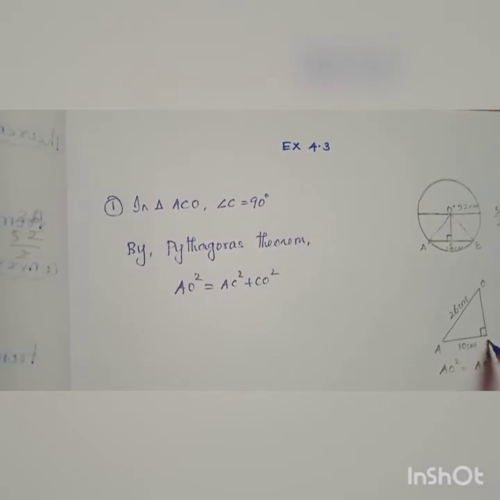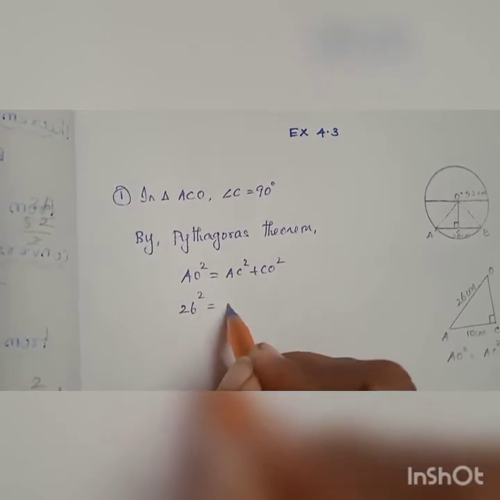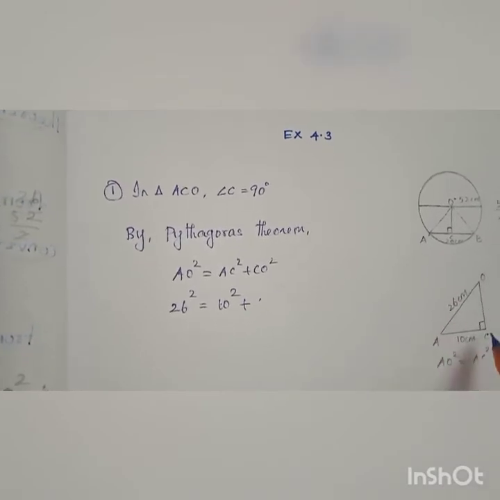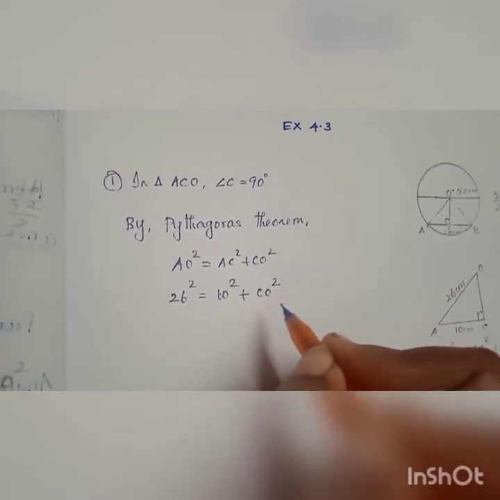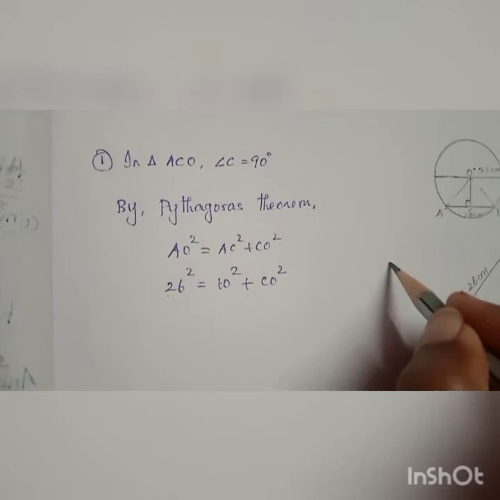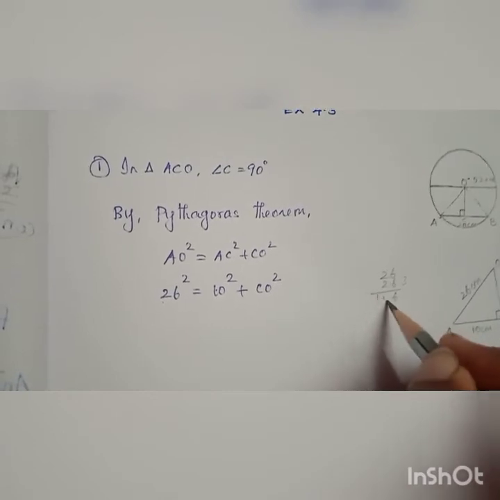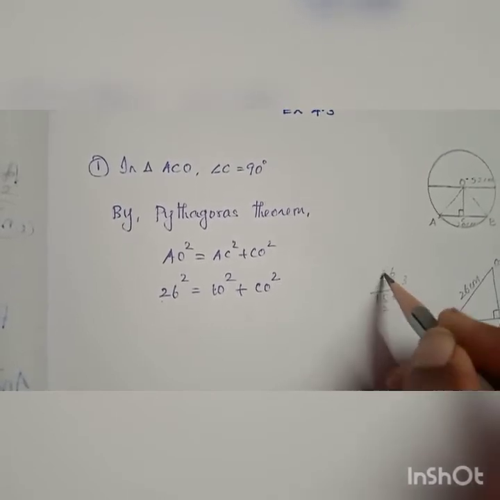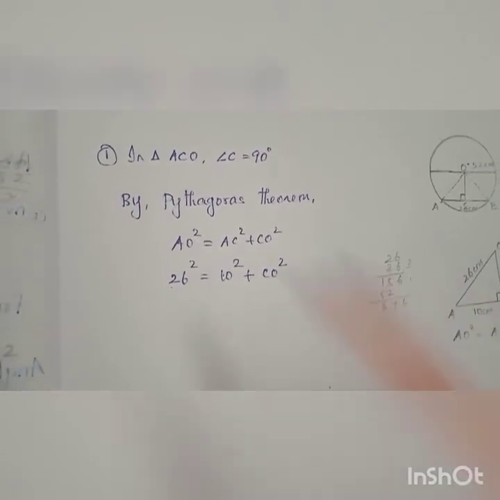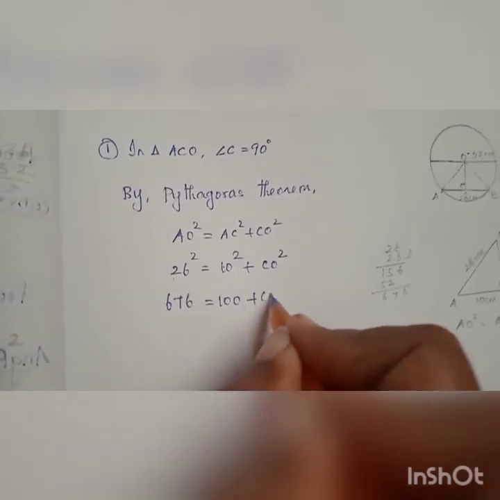We know the AO square value, it is 26 square, equal to AC, which is 10, so 10 square plus CO square. CO is what we have to find out. Now we should find the value of 26 square. What is 26 square? 26 into 26. 6 6s are 36, remaining 3. 2 6s are 12, plus 3 is 15. 2 6s are 12, remaining 1. 2 2s are 4, 4 plus 1 is 5. So it is 676, equal to 10 square value 100 plus CO square.